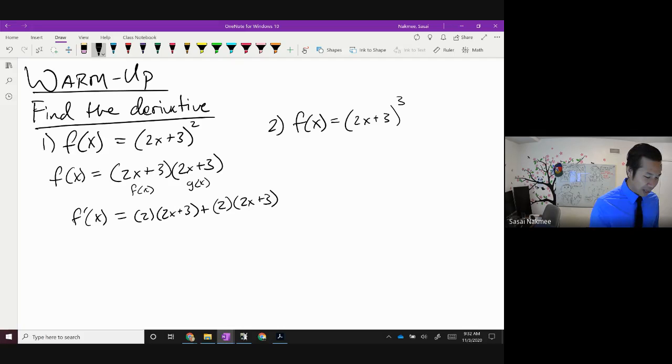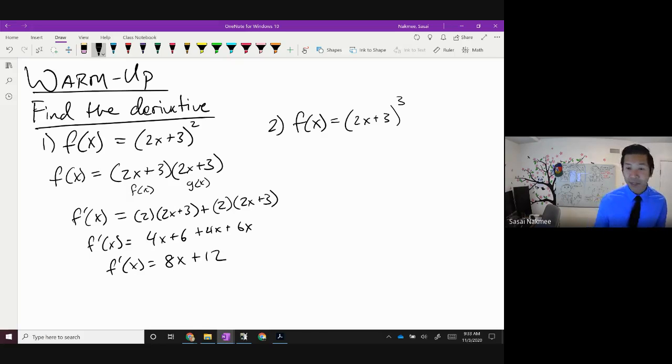All right, so this derivative right here is going to be equal to, if I simplified this out, 4x plus 6. Is that right? 4x plus 6 plus 4x plus 6. That just gives me 8x plus 12, doesn't it?